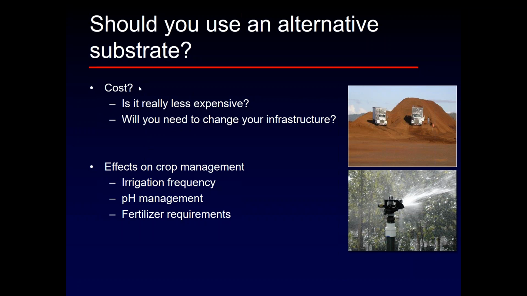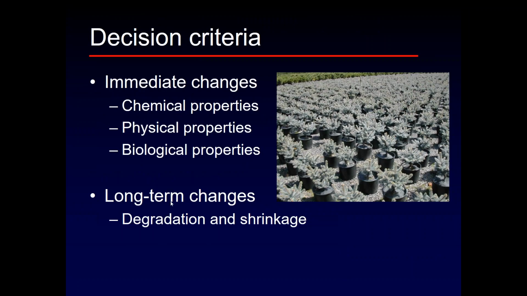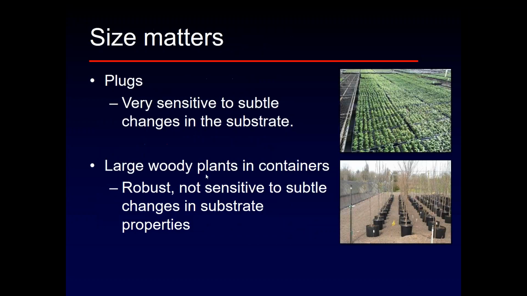And of course, one of the things you have to consider is cost. Is the product really less expensive? Do you need to change your infrastructure? Do you need to store these materials differently? And then how it affects the crop itself. When you're looking at changes to the media, there will be some immediate changes. Some of these materials will have an effect on the chemical properties, especially the pH, the physical properties, and the biological properties. Another consideration are the long-term changes in the crop, which we talked about would be mostly degradation and shrinkage of the substrate over time.